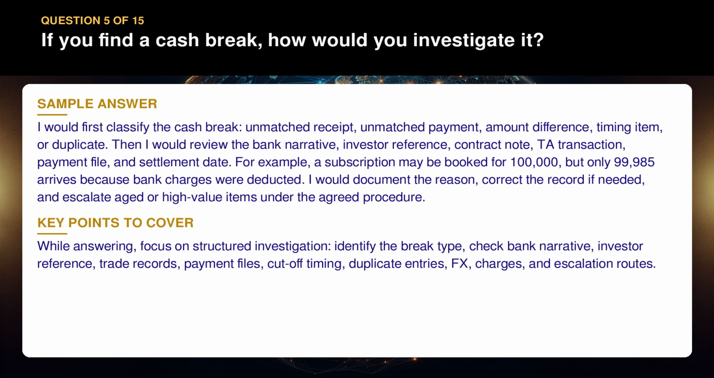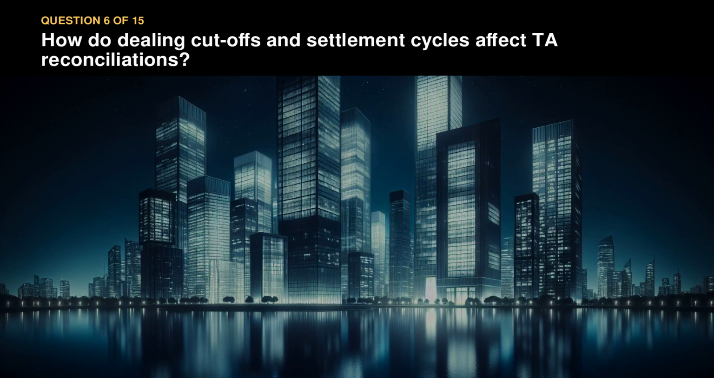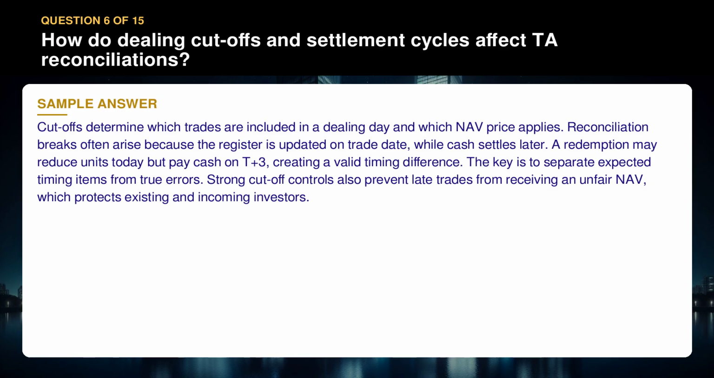Question 6. How do dealing cutoffs and settlement cycles affect TA reconciliations? Cutoffs determine which trades are included in a dealing day and which NAV price applies. Reconciliation breaks often arise because the register is updated on trade date, while cash settles later. A redemption may reduce units today but pay cash on T+3, creating a valid timing difference. The key is to separate expected timing items from true errors.